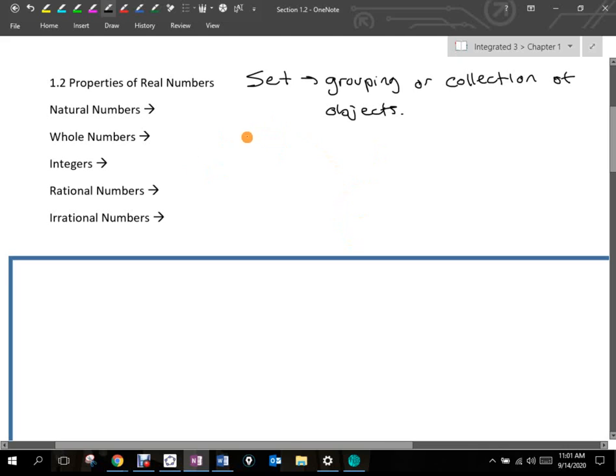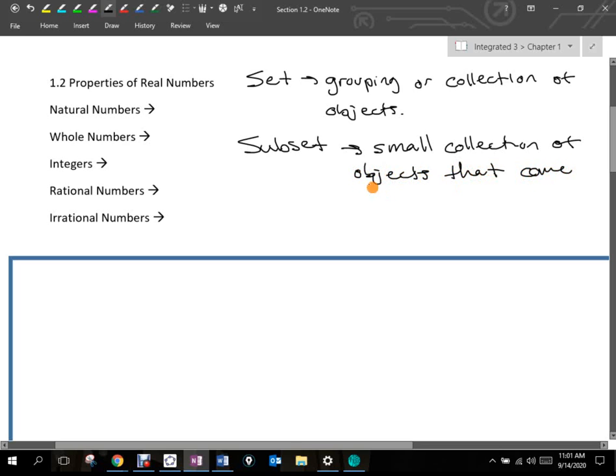And then I'm going to write another word here called subset, which is a smaller collection of objects that came from a larger set.